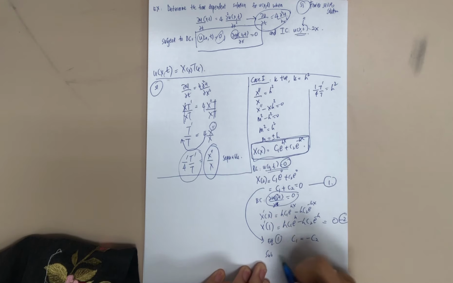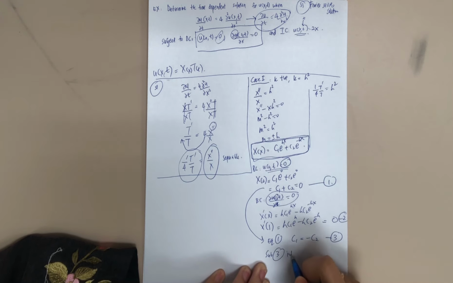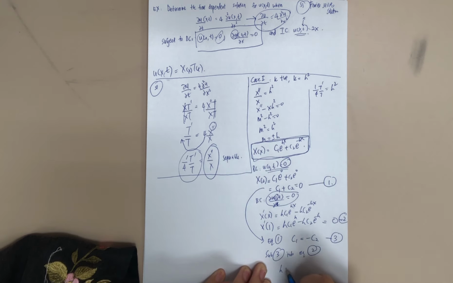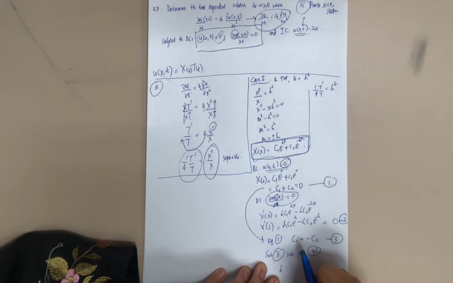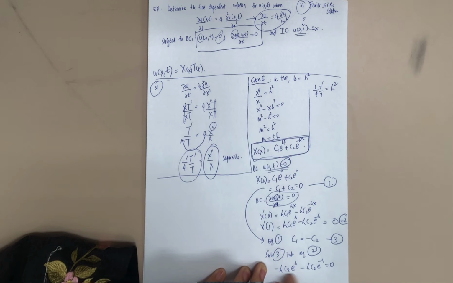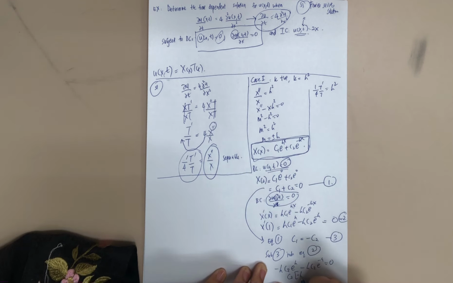I let this be equation 3. So I will substitute equation 3 into equation 2. C1 is now equal to negative C2, so C1 is no longer there because I already replaced C1 with negative C2. So we have C2 in both terms. I factorize C2, so you are left inside with negative e^lambda minus lambda e^negative lambda.